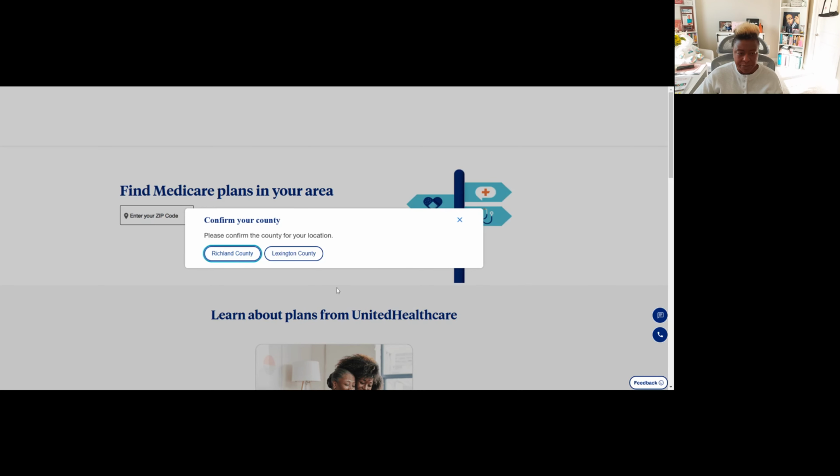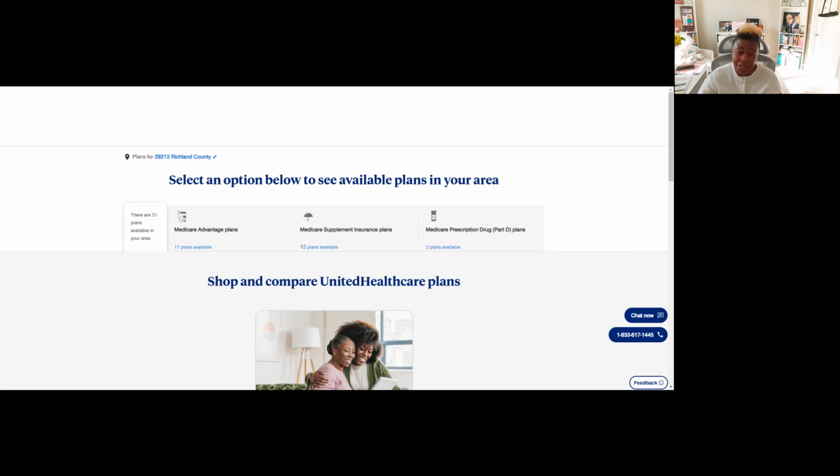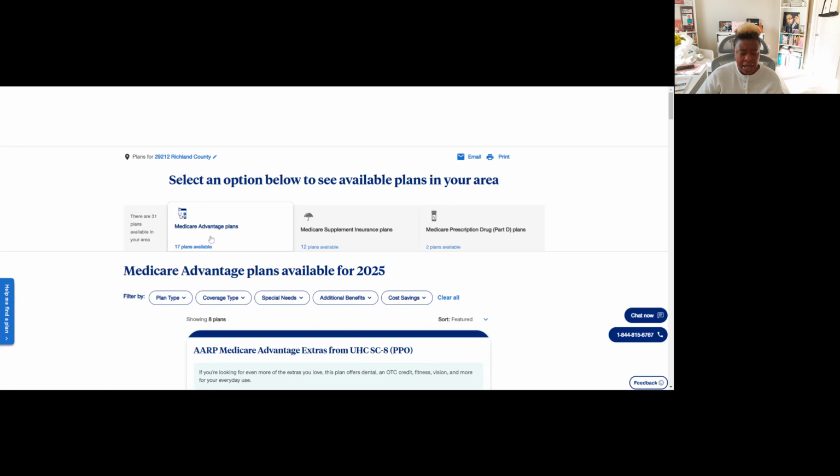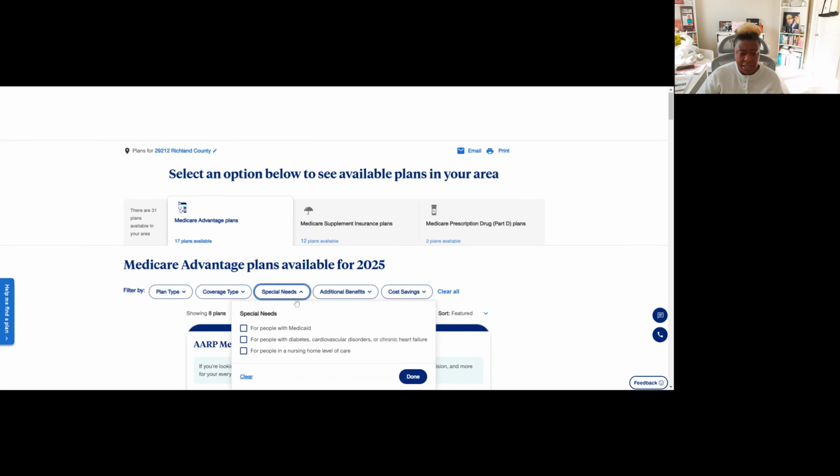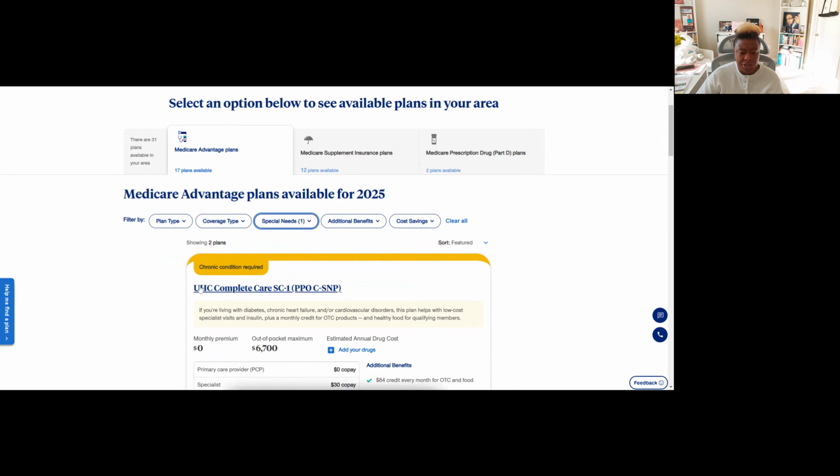So Richland County. I have to go through it anyway to see if their physicians are covered, so I might as well just go in and pull everything I need. So we're going to go Medicare Advantage plans, and we're going to select special needs because we already know which one we want. And then you make sure that you got the right name.